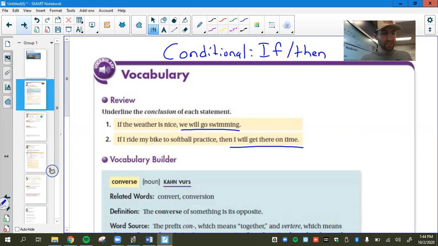So that's our conclusion. The hypothesis is the first part. So if the weather is nice, if it is, then the concluding part will happen. Off of conditional statements, that if-then statement, we have something called a converse. So our first word we learned, conditional statement, that's if-then. Second word, converse.